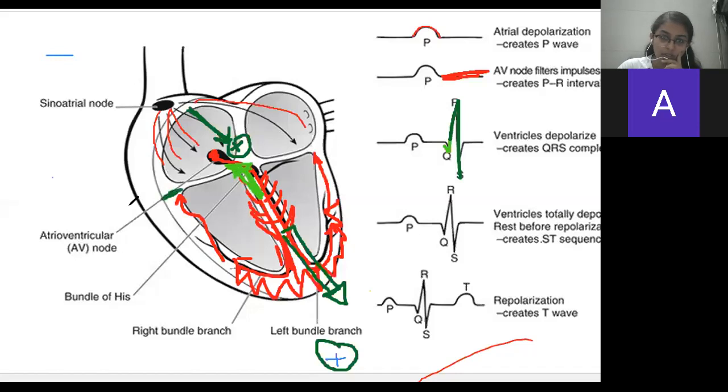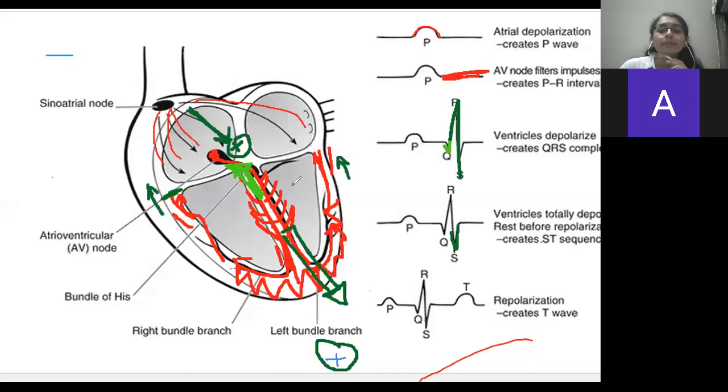Now the current is moving from this base to the top of the edge of the AV septum. Okay, so this AV septum here, as the current is flowing here, there are two small vectors that are formed, which are in this direction towards the negative charge, and that is why if you combine both of them, you will get this small S wave.